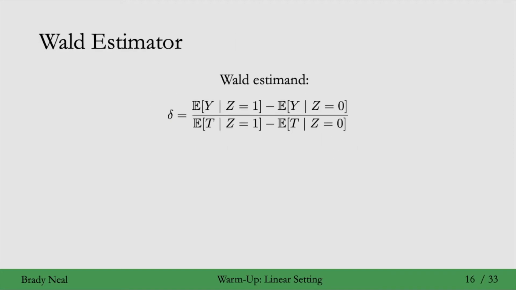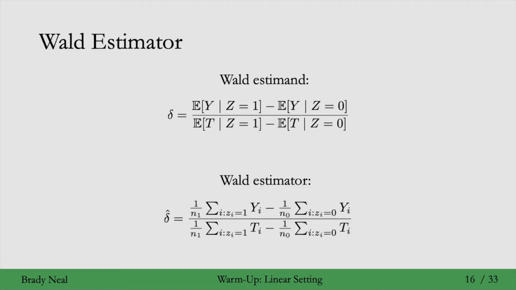How do we actually estimate this quantity? This specific estimand on the right-hand side is known as the Wald estimand. And because this estimand consists of just 4 different expectations, the Wald estimator is easy enough.